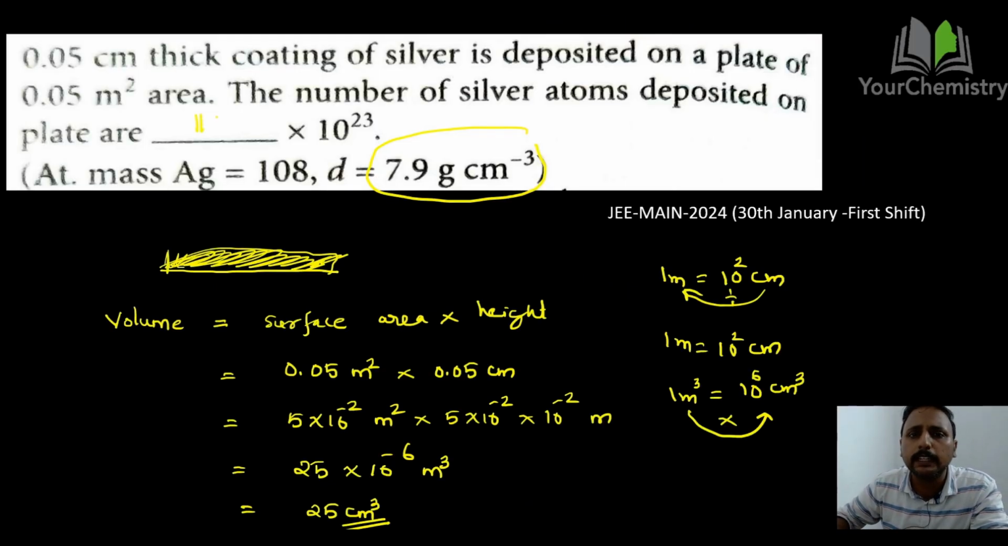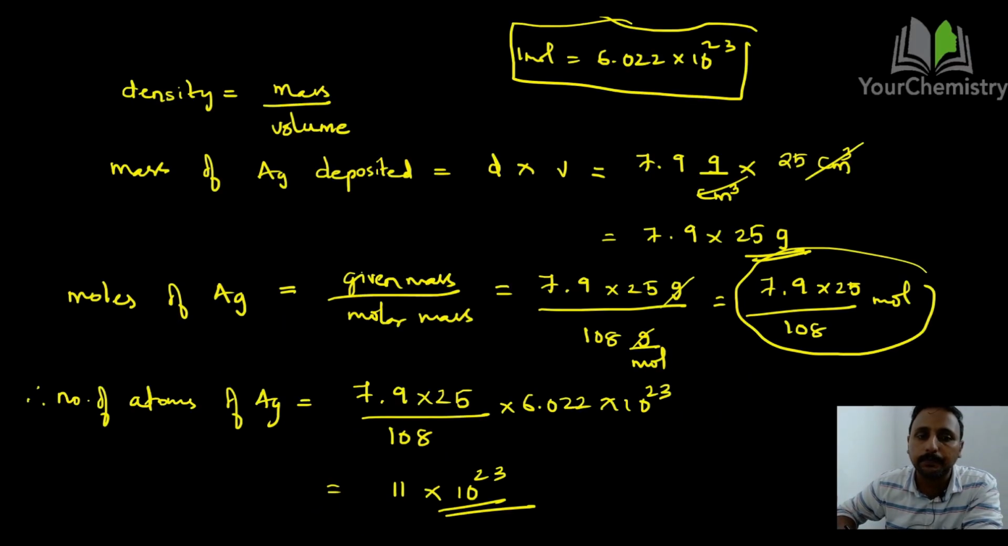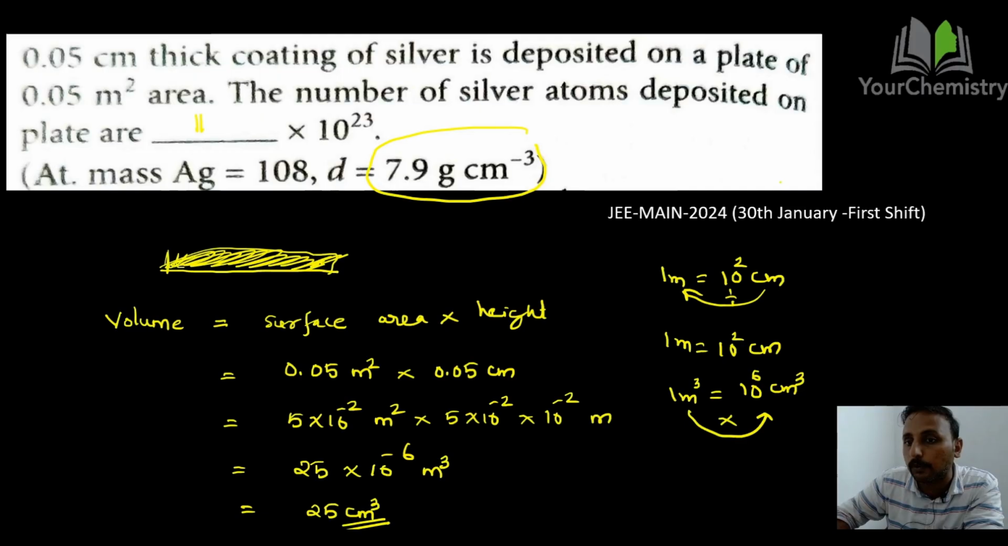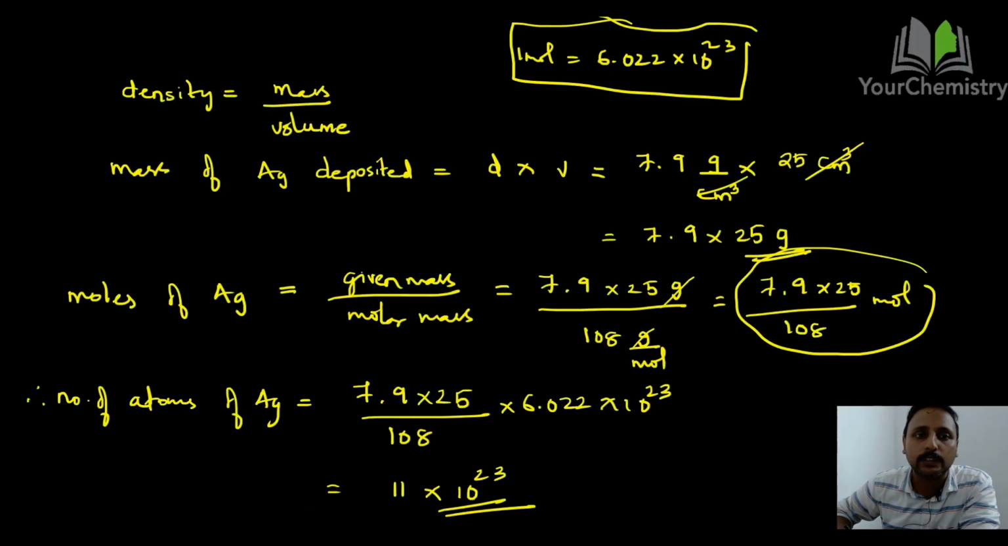So what is basically this question? There is a surface coated with silver. How many silver atoms are there? We used the volume equation, then using density we found out how much mass of silver there is. Then we used the normal mole concept equation. So this is a 2024 question. Right? So let's go to the next question.